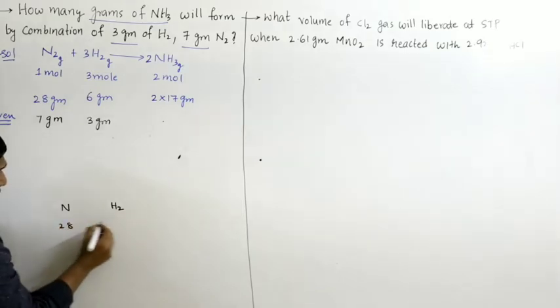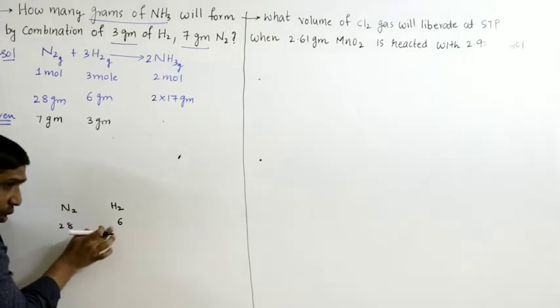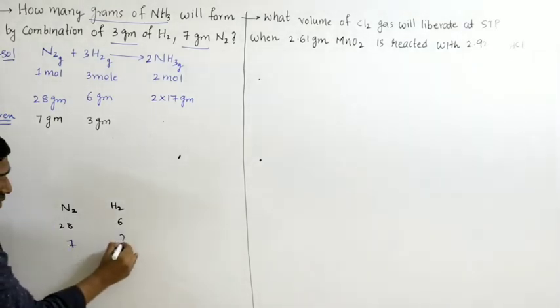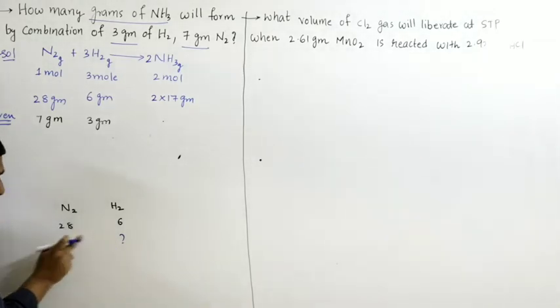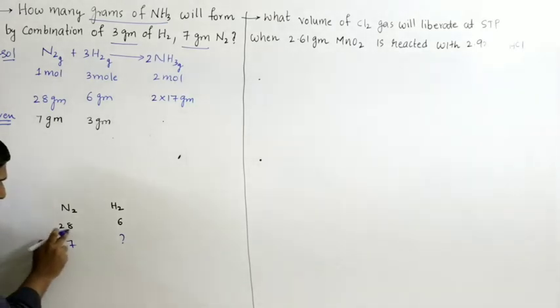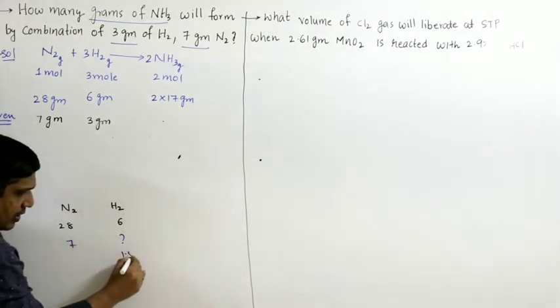For 28 grams you require 6 grams, right. 28 grams of nitrogen require 6 grams of hydrogen for complete reaction. We have 7 grams. How many grams of hydrogen are required for complete reaction of 7 grams of nitrogen? So this is decreased by 4, 4 7s are 28, 6 by 4 that is 3 by 2, you require 1.5 grams.